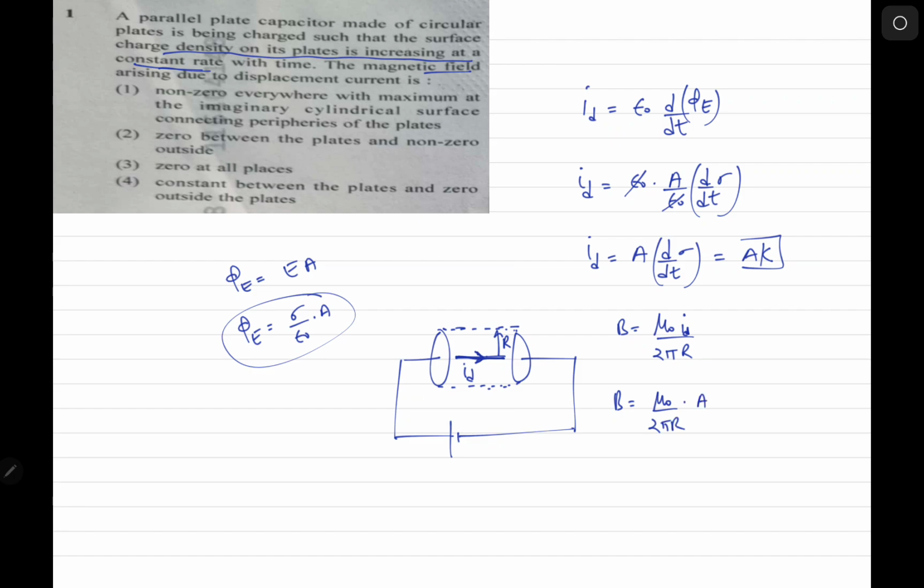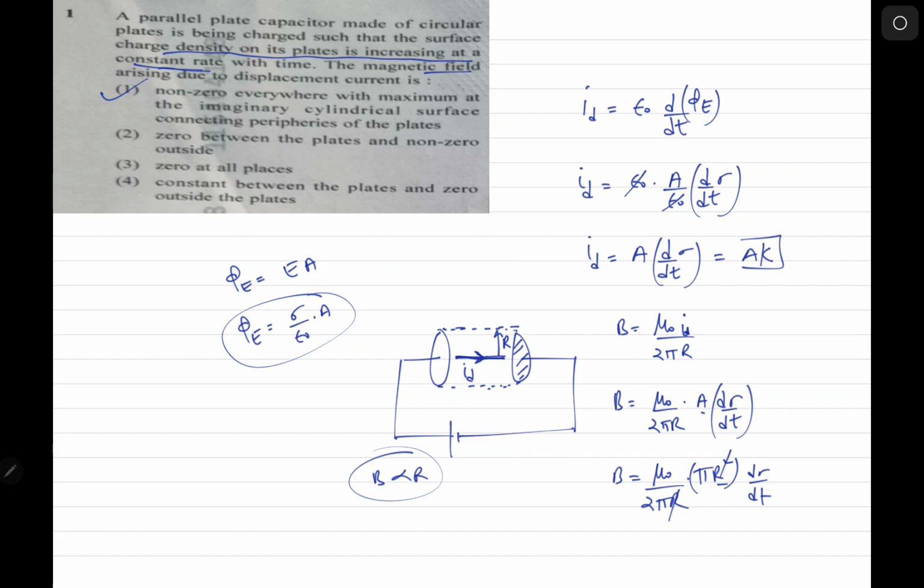So magnetic field is mu naught by 2 pi r into i_d, and i_d is A into d sigma by dt. Correct? Now what is A here? The cross section area of this one, pi r square. So B equals mu naught by 2 pi r into pi r square into d sigma by dt. Now from here you can say that except this r, all the remaining are constant. So the magnetic field is directly proportional to r, and it will be maximum on the surface of this cylindrical shape. So the question's option 1, non-zero everywhere with maximum at the imaginary cylindrical surface connected to the peripheries of the plates, is the correct option.